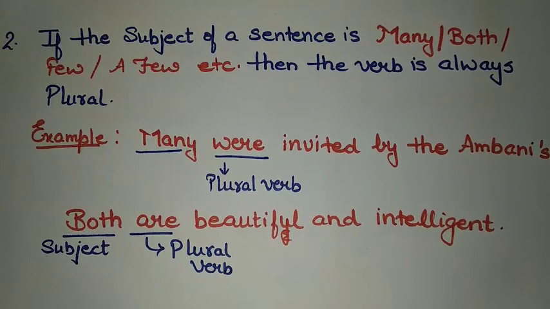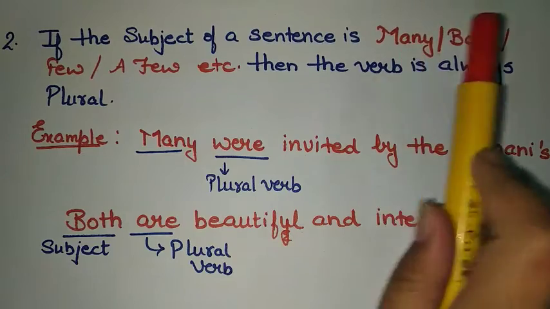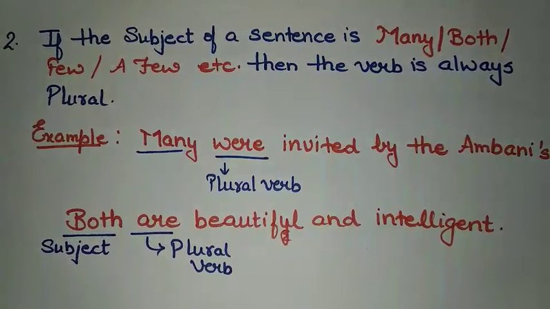And the next rule for today, rule number 2, says if the subject of a sentence is words like many, both, few, a few, etc., then the verb is always plural. Because see, many is representing more than one. It is a plural. We use many to show plural. And both means two. That is again more than one. So we have to use a plural verb.